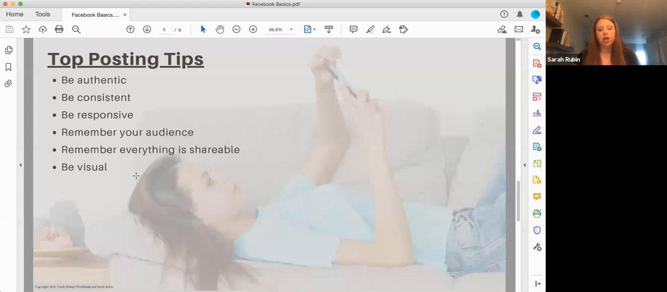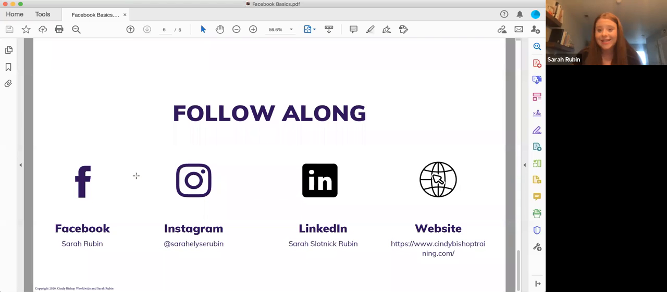Remember that everything is shareable, especially in today's world. Don't put anything out there you wouldn't be okay with being shared over and over again. And any client, prospect, or referral partner could see it and you would be okay with that. And then be visual. Include photo and video whenever possible. So those are the Facebook basics.